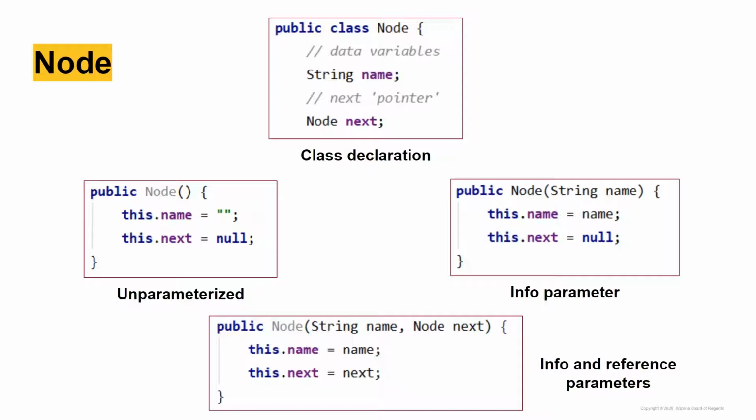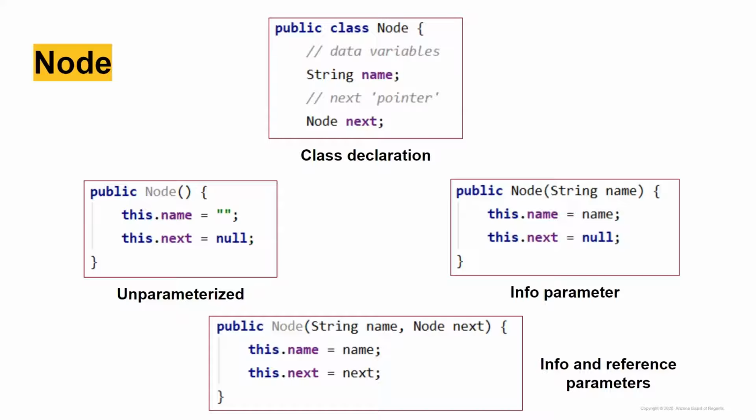So we have the next reference here, and we just say node next to say that we are always going to have a next reference in any node. All right, so on the left side here, we have our unparameterized constructor. Just like any constructor for any class, we say public and then the name of the class. And we're going to set this dot name to an empty string, since we don't know yet what is going to be put into that string, or the constructor is not giving us any information.